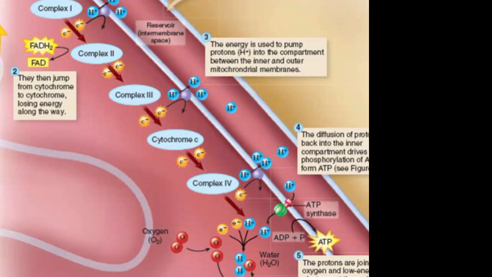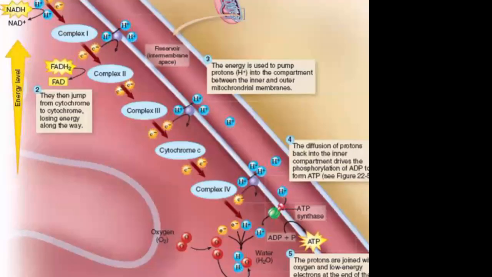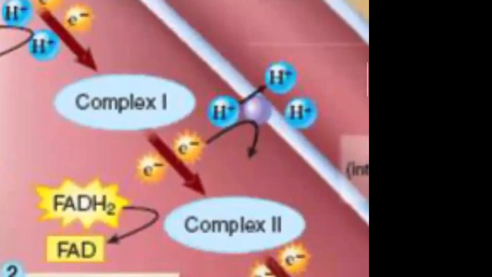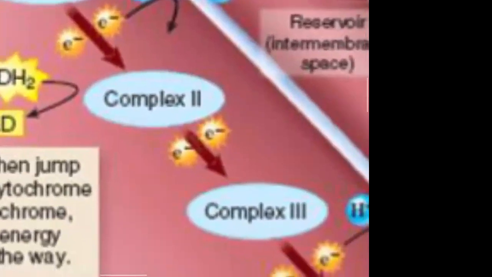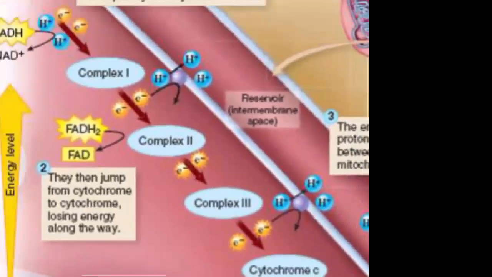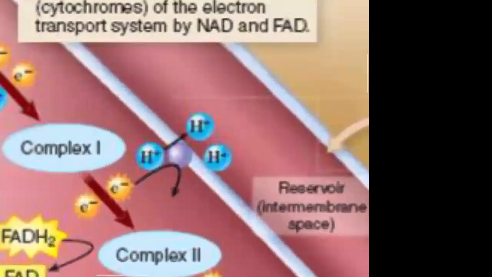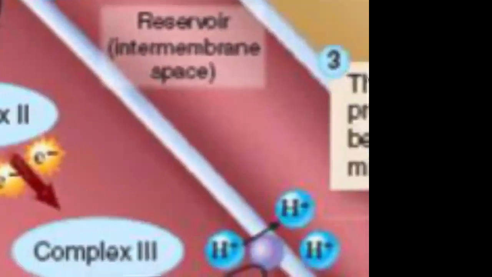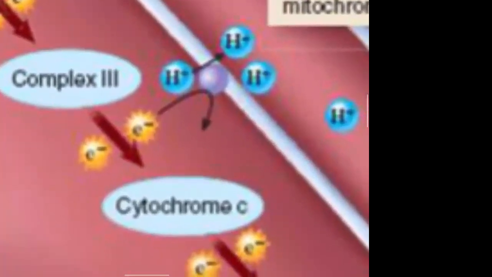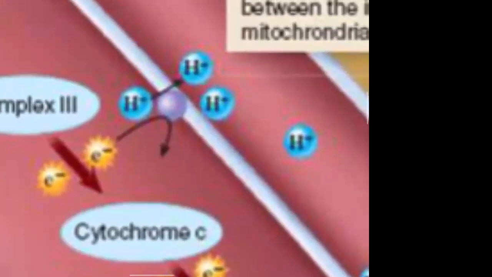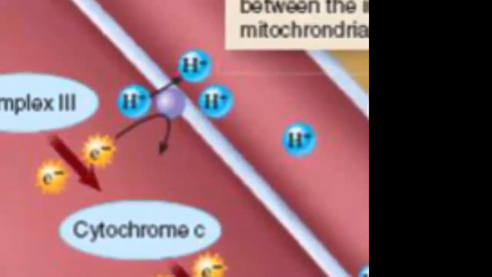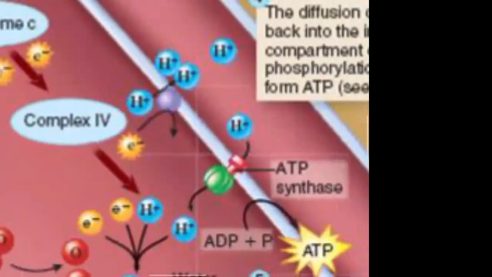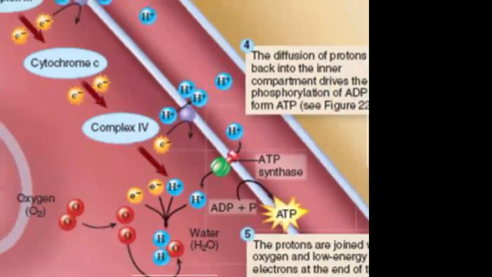But one thing that you might notice, other than that there's electrons, those are the E's with a negative sign, the charge, going from one to the next to the next complex. One thing that you might notice is we have hydrogens getting pushed across that inner membrane. So they're ending up in that space in between the inner membrane and the outer membrane. What is that for? Why are we pushing all these hydrogens over there?